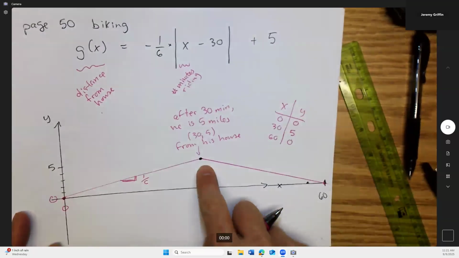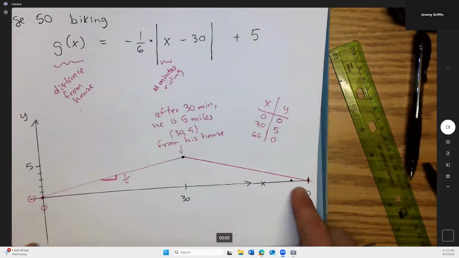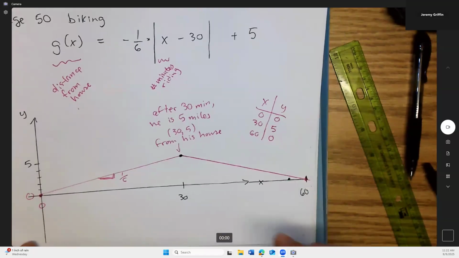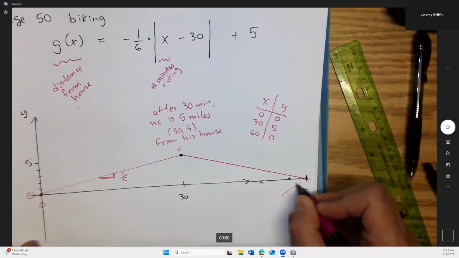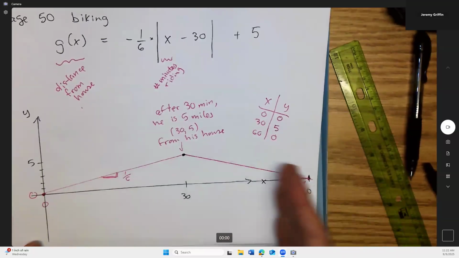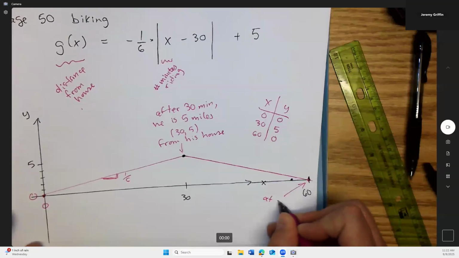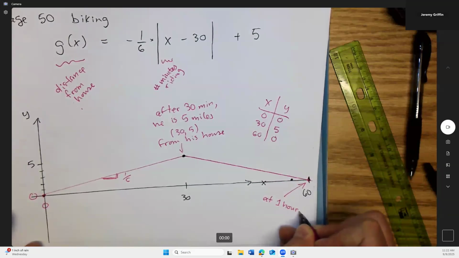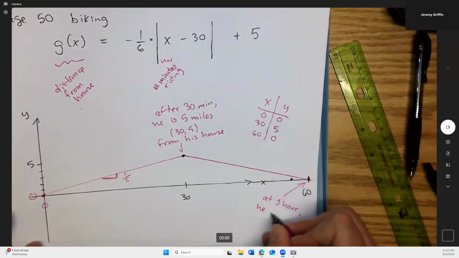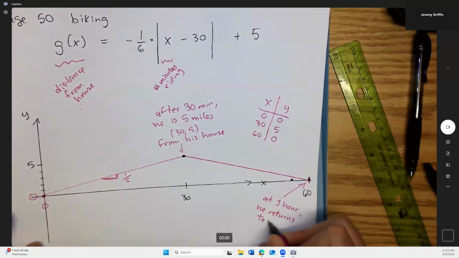Okay. And then, guys, what does he do at the point where he's 5 miles from his house after 30 minutes? Then what does he do? Go back. He goes back to his house all the way home. And when does he get home? Yeah, 30 minutes after that. So he's been away from his house for an hour. Okay. So at 1 hour, which is 60 minutes, he returns to his house.